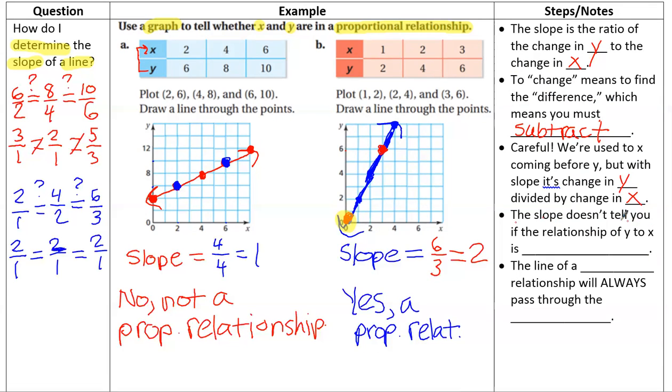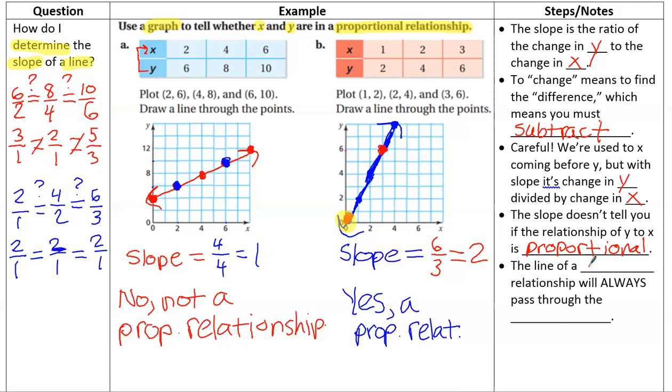The slope doesn't tell you if the relationship of y to x is proportional. So even though the slope of this one was 1 and the slope of this one was 2, that doesn't tell us if the relationship is proportional.